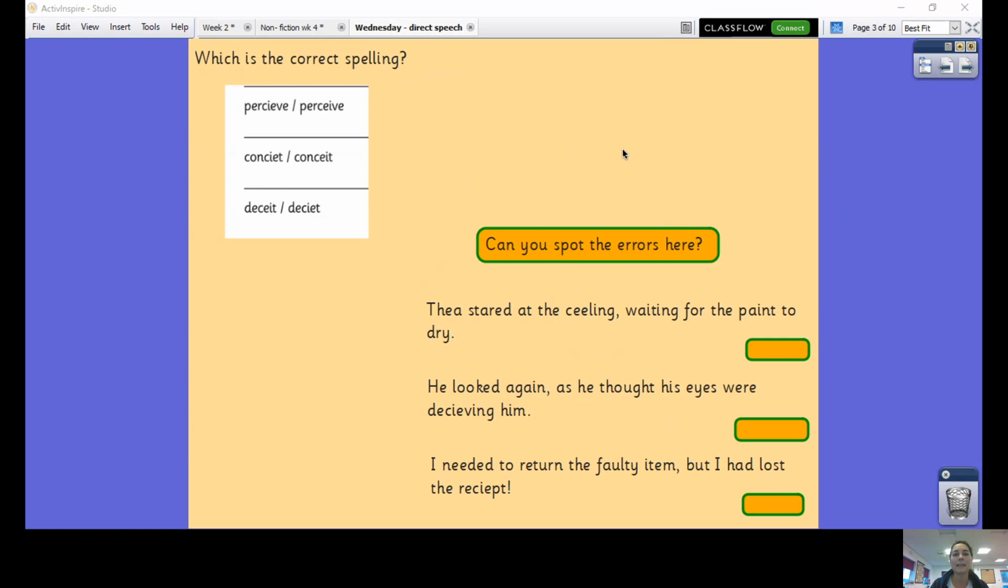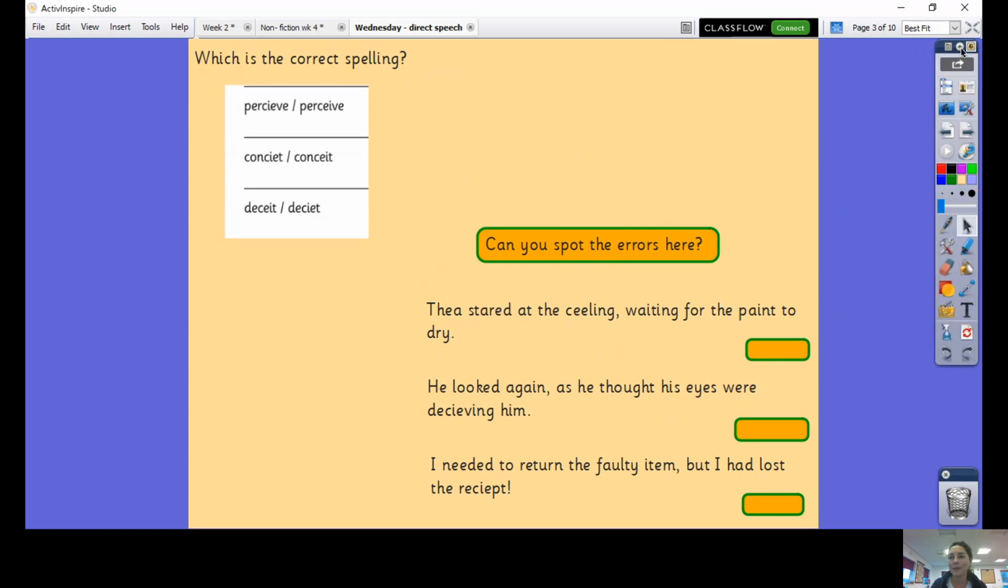Okay, so which one of these is the correct spelling? Have a look over here. We've got perceive and perceive. Which one is written correctly? Then we've got conceit and conceit and deceit and deceit. Which version of that spelling is written correctly? Remember the rule. Have a think. Pause the video now and write down which one you think is correct.